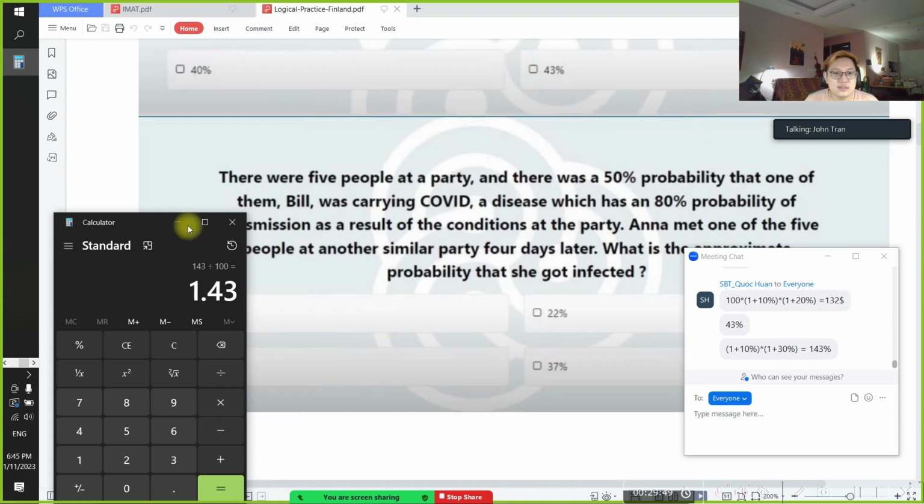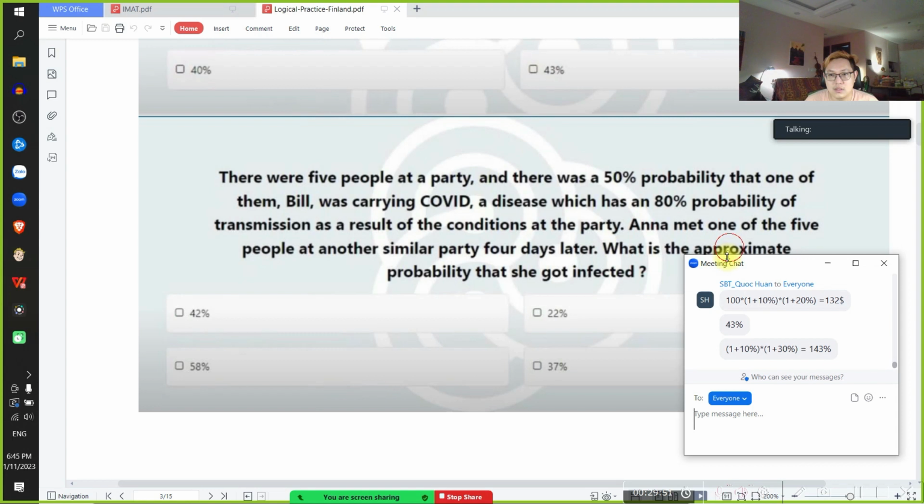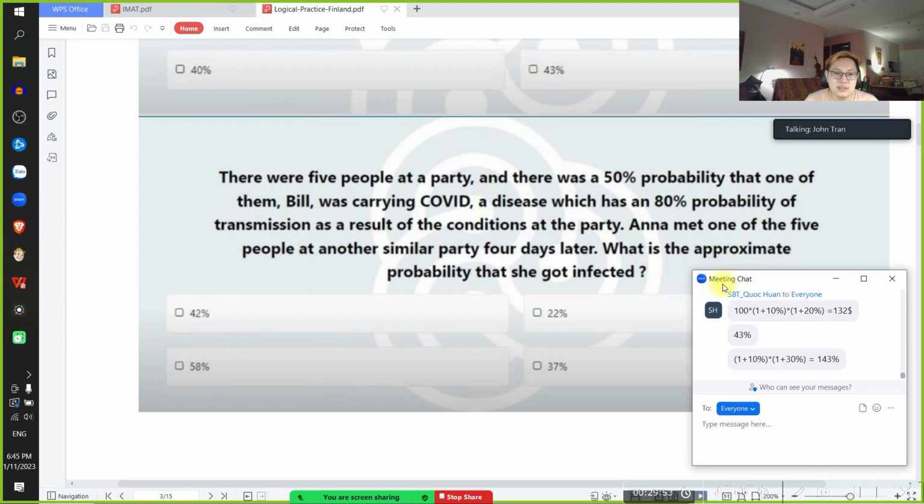Okay, this one it's a difficult question. You have to think a lot, okay? There were 5 people at the party and there were 50% probability that one of them, Bill, was carrying COVID, a disease which has a 50% probability of transmission as a result of the conditions at a party. Anna met one of the 5 people at another similar party 4 days later. What is the approximate probability that she got infected?